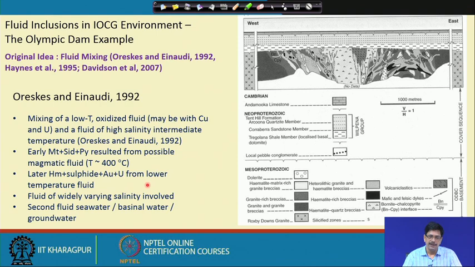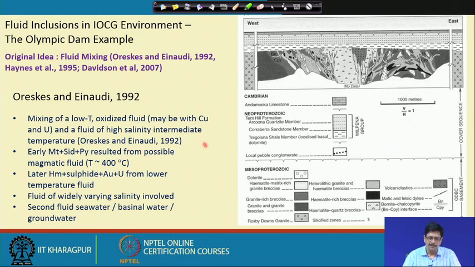The initial interpretation made by the authors was that there was mixing of two different types of fluids, because they did see that one component of the fluid represented a low saline, low temperature oxidized fluid, and the other one a moderately high temperature fluid going up to 400 degrees centigrade, which they thought could possibly be a magmatic fluid.